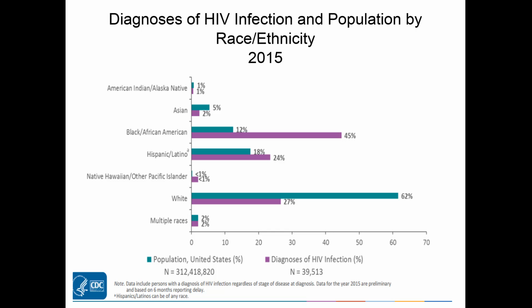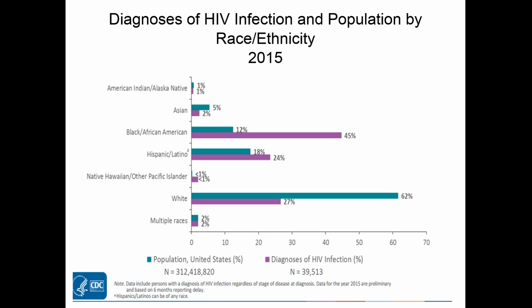In 2015, the percentages of diagnoses were 45% for Blacks, 27% for whites, 24% for Hispanic Latinos, 2% each for Asians and persons of multiple races, and less than 1% each for American Indians, Alaska Natives, and Native Hawaiians or other Pacific Islanders. What else is noteworthy to you in this graph? All in all, a pretty startling situation for African Americans in particular.